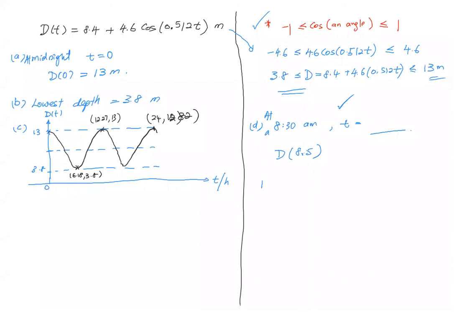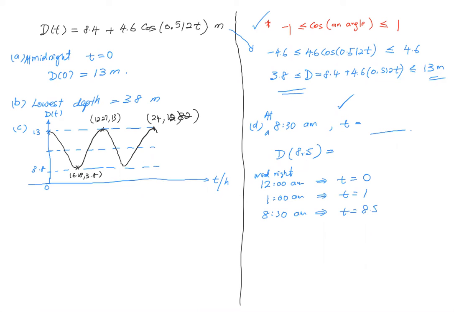Okay, 12 a.m., T equal to 0. This is midnight. Yes. So if 1 a.m., T equal to 1. So 8:30 a.m., T equal to what? 8.5. Yeah, 8.5. Yes. So you look for depth at 8.5.